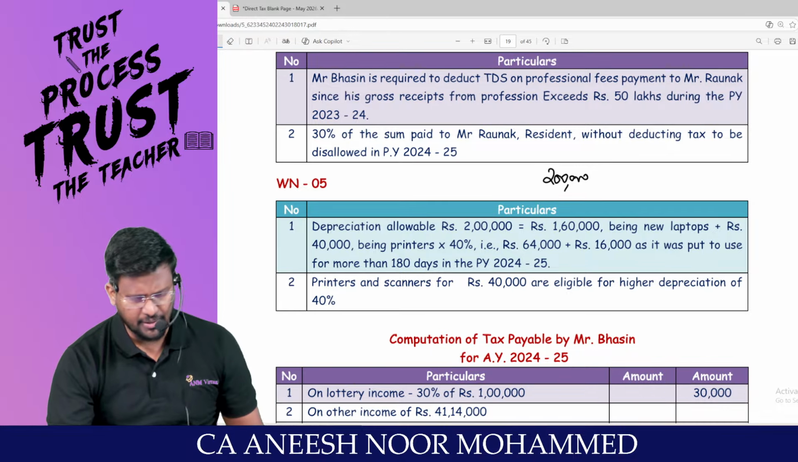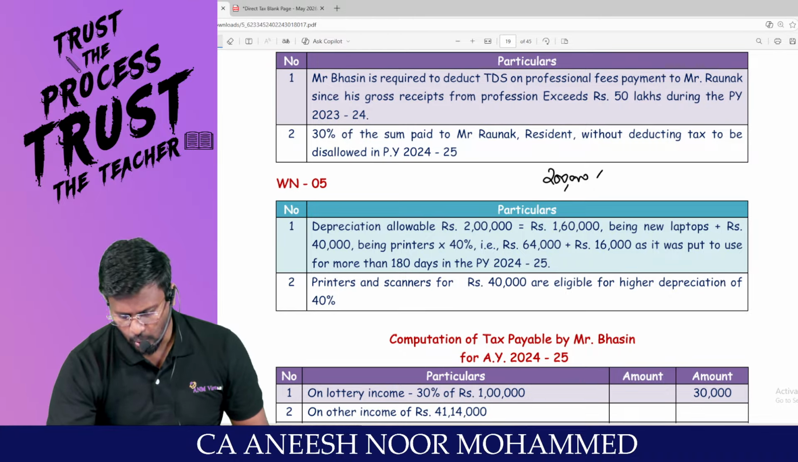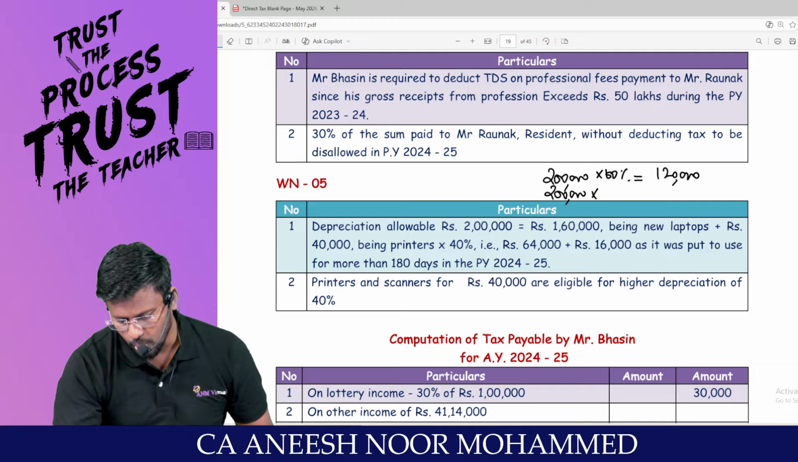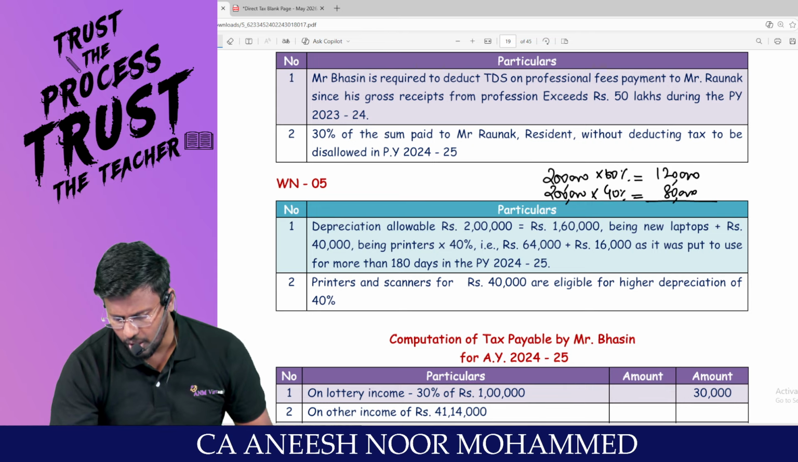What is the amount of depreciation they have charged? P&L account debited. So 2 lakh into 60% comes to 1,20,000. That much is not allowed. Only 2 lakh into 40% is allowed. That comes to 80,000. So extra depreciation of 40,000 should be added back.